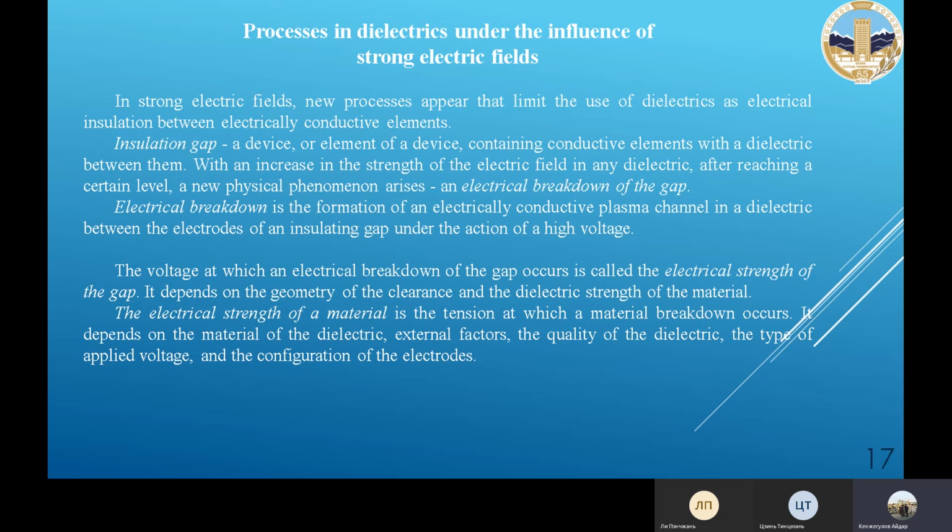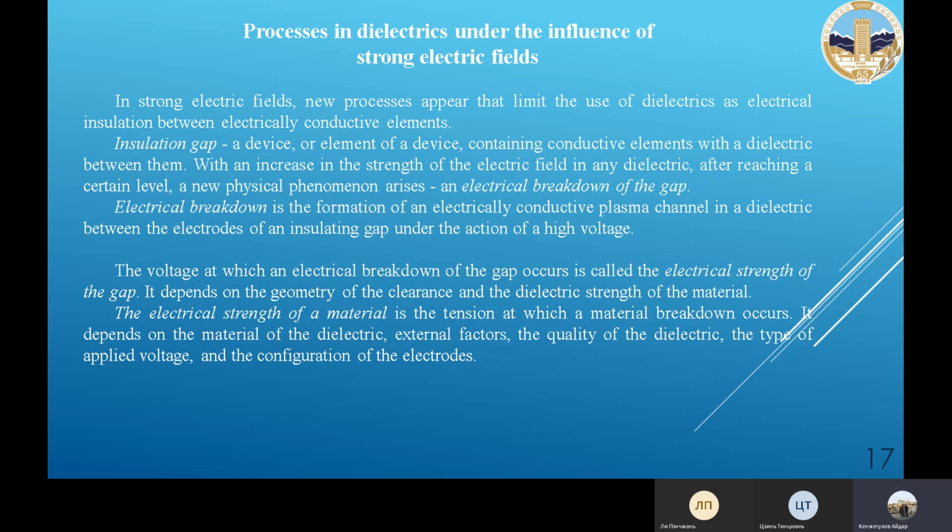Electrical breakdown is the formation of an electrically conductive plasma channel in the dielectric between the electrodes of the insulating gap under the action of high voltage. In this case, the dielectric ceases to be a dielectric, and the voltage between the electrodes decreases to zero due to the discharge of the charged capacitance of the dielectric through the formed conductive channel.